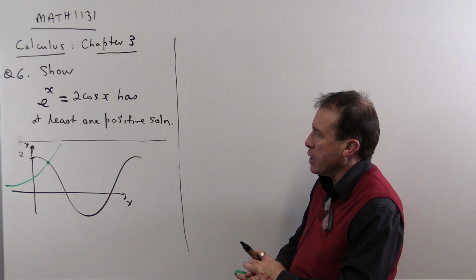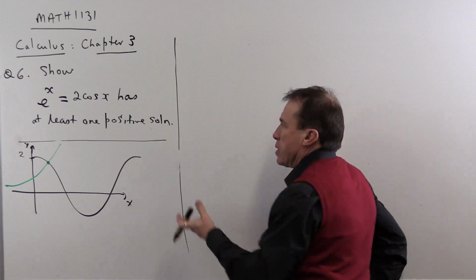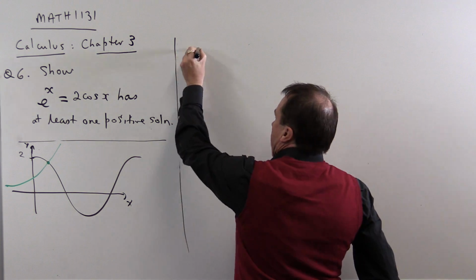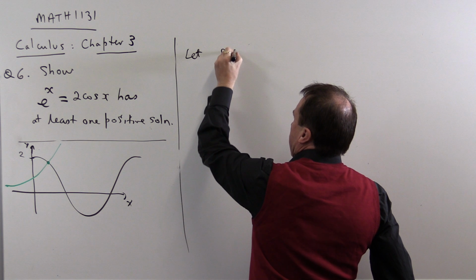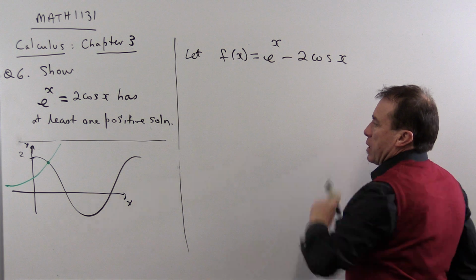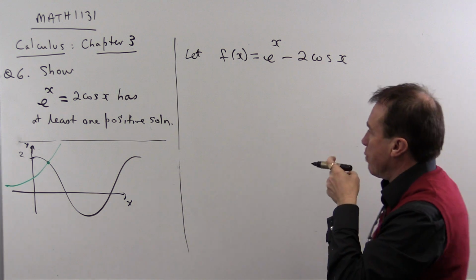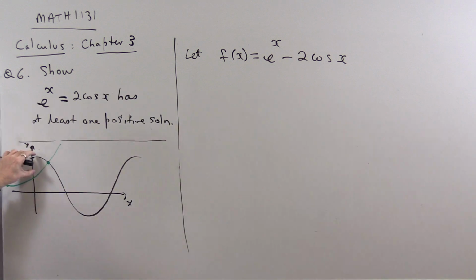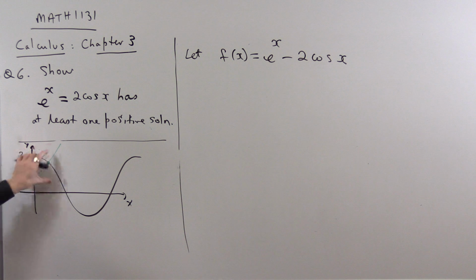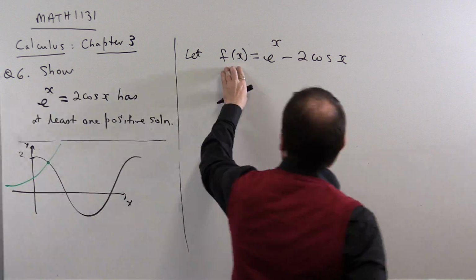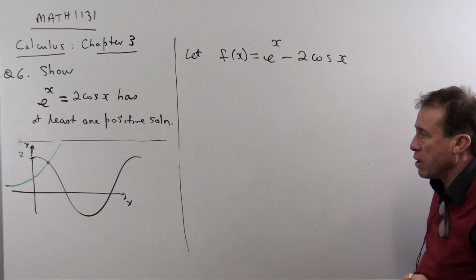Now I like to do these things as follows. If I want to use the intermediate value theorem, I need to get a function. So I often look at the difference of the two. I'm going to let f of x equal e to the x minus 2 cos x. That function measures the difference between the two, and at the point where they meet, the difference will be 0. So I'm trying to find a value that makes f of x equal to 0.